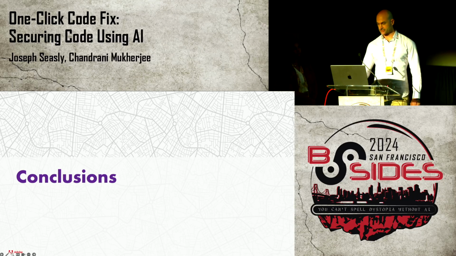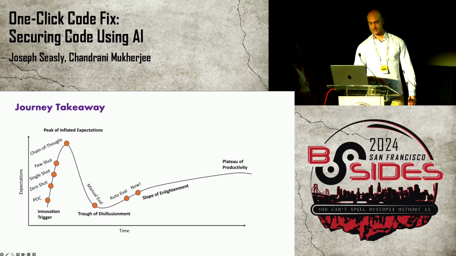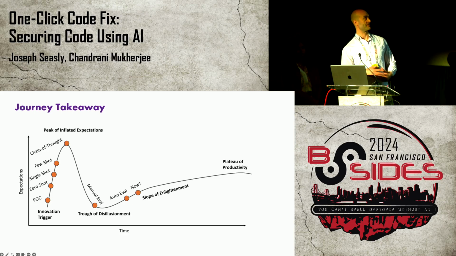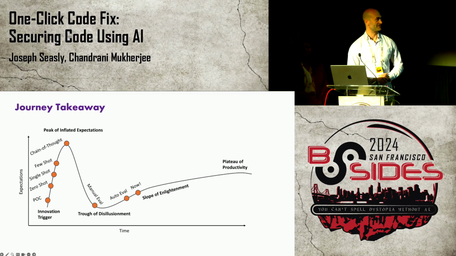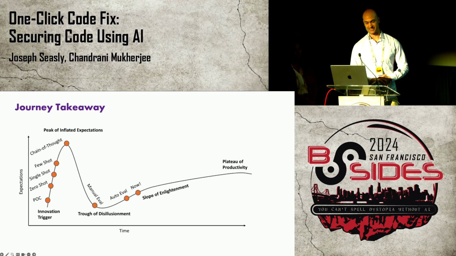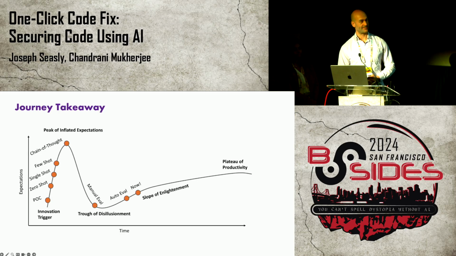So, conclusions. We had quite the journey, and it's still ongoing. For people who aren't familiar, this is representative of the Gartner hype cycle, where you track your expectations over time. When I first saw this a few years ago, it really resonated with me. When we started off at the beginning, we had our POC, and we had a lot of expectations. I thought this project would probably take a couple of weeks, and we'd be done with it.